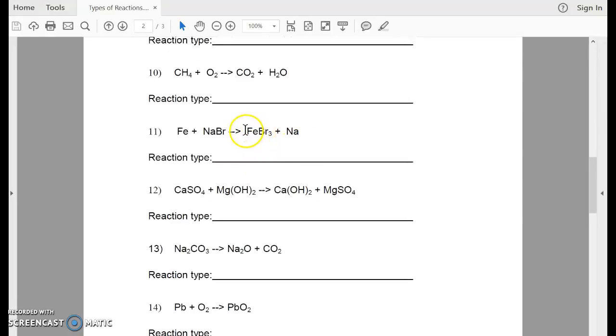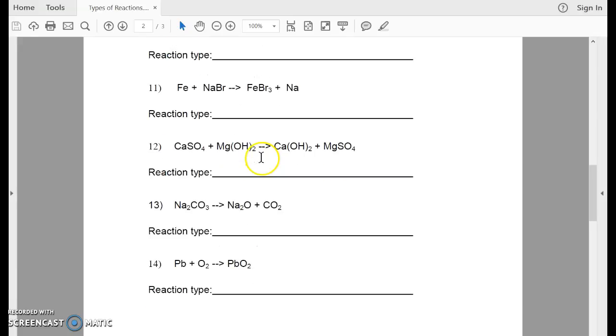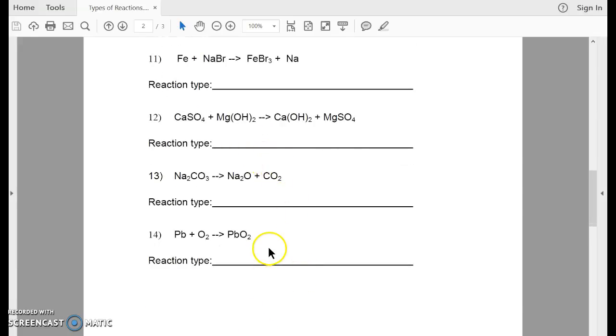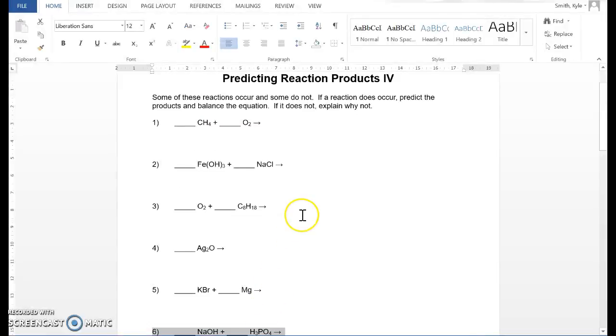All you're doing is writing a number in here. Okay, this reaction is complete, except it's not balanced, and we're just looking for what type of reaction it is. Once you're done that, then we're going to move on to the predicting reaction products worksheet here. So I know at the top here, I believe you guys have this from the other day already.